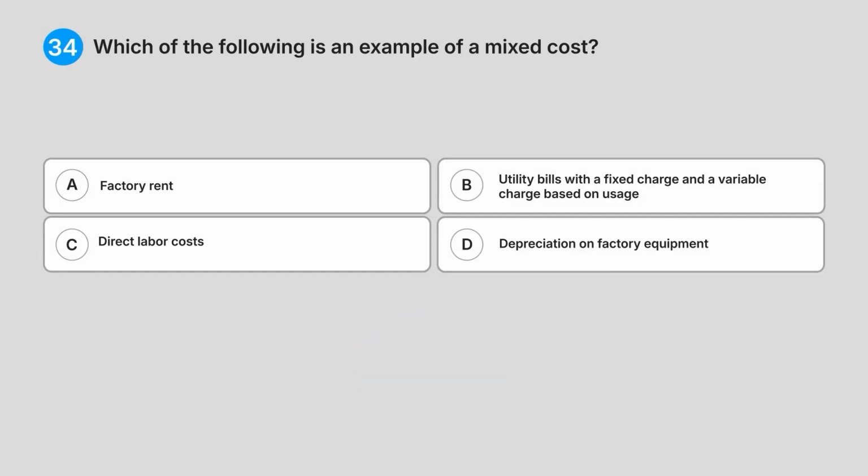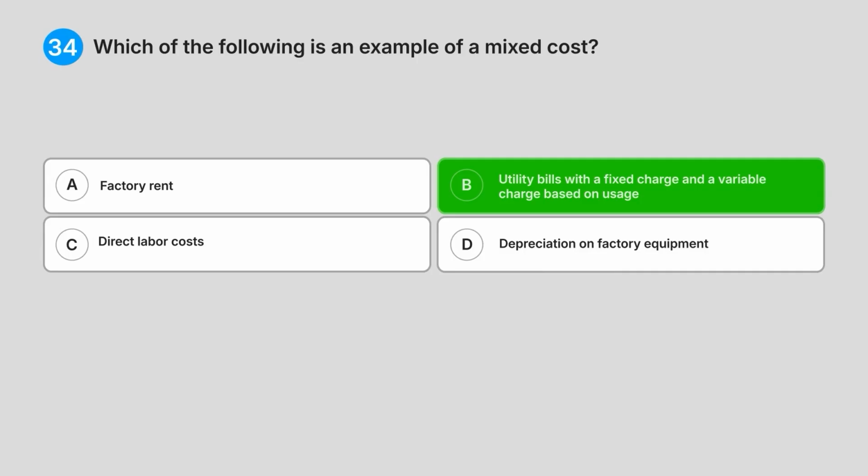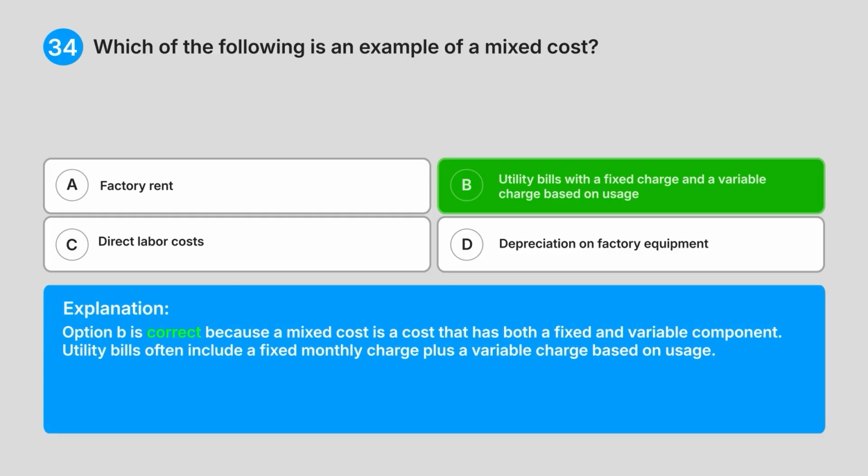Correct answer. B. Utility bills with a fixed charge and a variable charge based on usage. Explanation. Option B is correct because a mixed cost is a cost that has both a fixed and variable component. Utility bills often include a fixed monthly charge plus a variable charge based on usage.